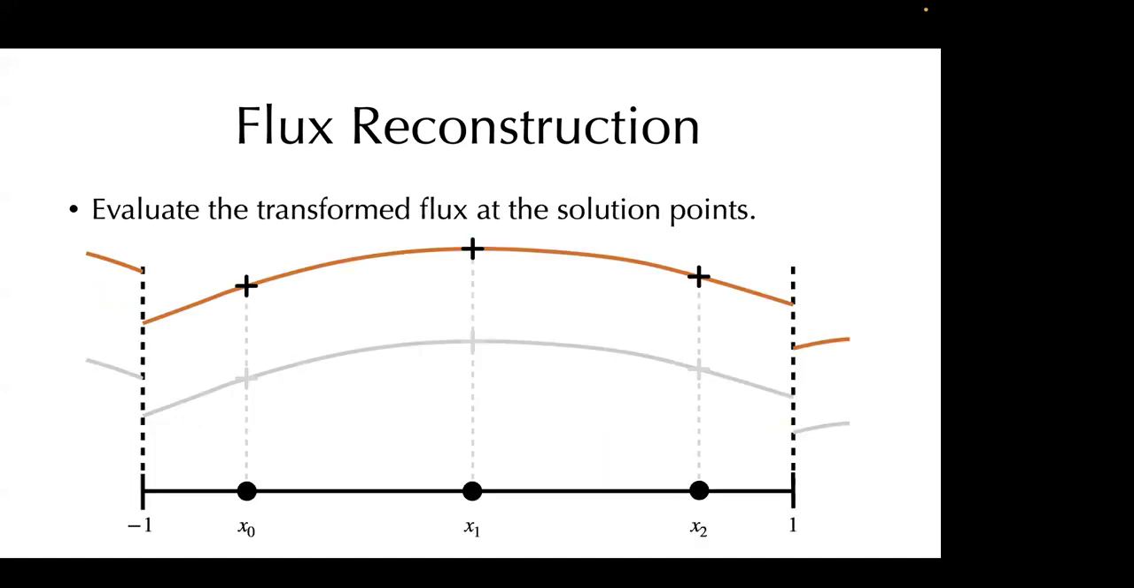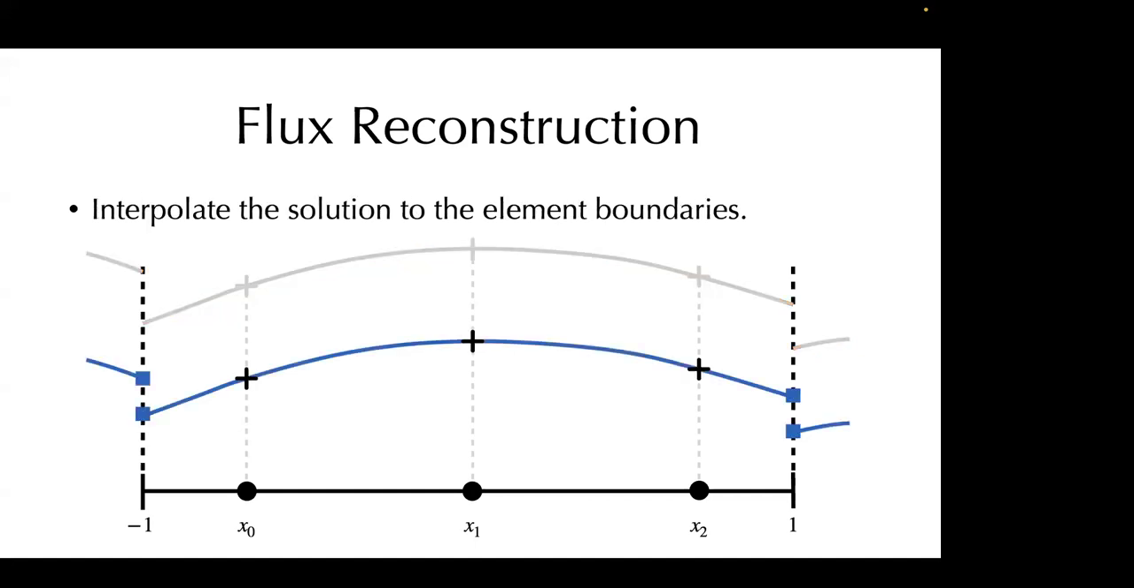Having constructed our solution polynomial, the obvious thing to do is to evaluate our flux function f of u at each of our solution points. This is easy to do because the flux is just a function of the solution. You know the solution at the solution point. So we can go ahead and evaluate f of u to give us our orange flux polynomial that is of degree k.